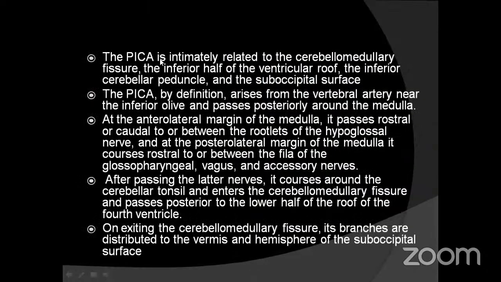PICA is intimately related to the cerebellomedullary fissure, the inferior half of the ventricular roof, the inferior cerebellar peduncle, and the suboccipital surface, as we saw previously. PICA by definition arises from the vertebral artery near the inferior olive and passes posteriorly around the medulla. At the anterolateral margin of the medulla, it passes rostral or caudal to, or between, the rootlets of the hypoglossal nerve. It can vary. And at the posterolateral margin of the medulla, it courses rostral to or between the rootlets of the glossopharyngeal, vagus, and accessory nerves.